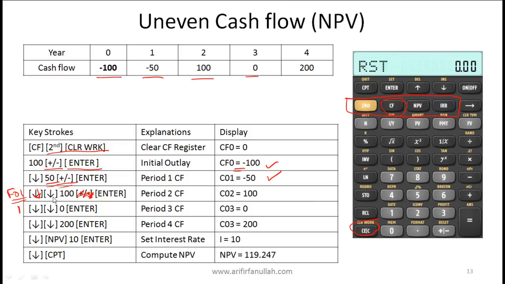And then when you hit the second down arrow, you will see cash flow 02. Put in 100 and then hit enter.